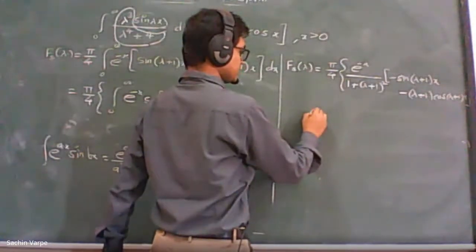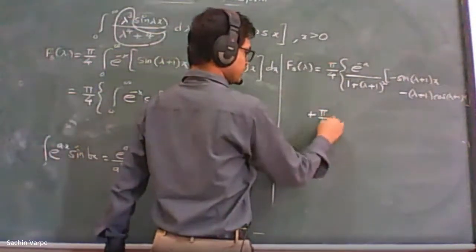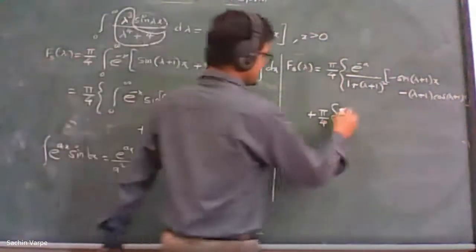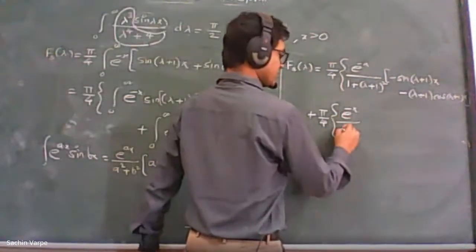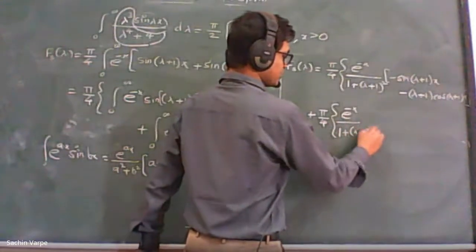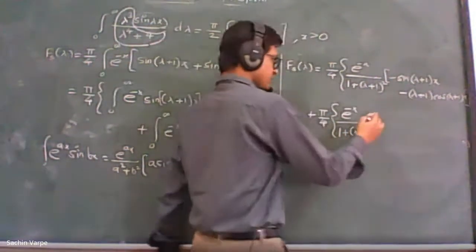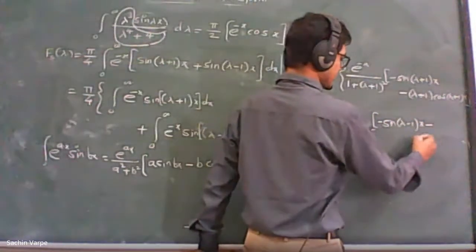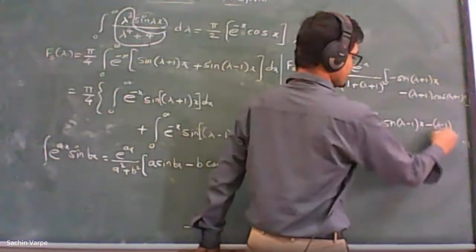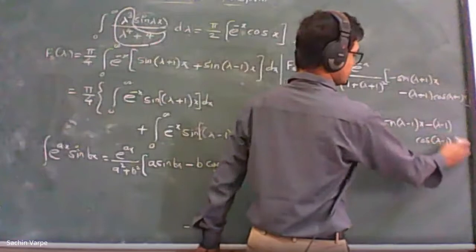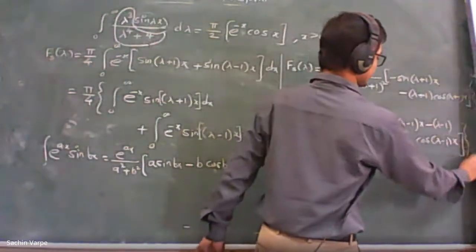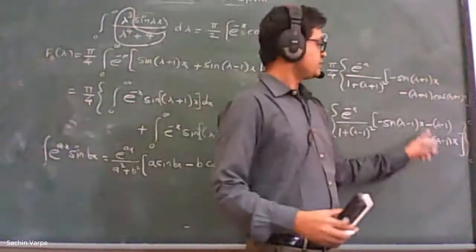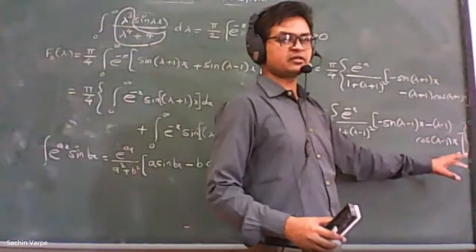Plus pi by 4 times, for the second integration, a is minus 1 and b is lambda minus 1. So e raised to minus x upon minus 1 squared plus lambda minus 1 squared, into a sine bx, that is minus sine lambda minus 1 x, minus b cos bx, that is minus lambda minus 1 cos of lambda minus 1 x, and this is from 0 to infinity. I hope it is visible. Please check. Here integration from 0 to infinity. So let us substitute the upper and lower limit.